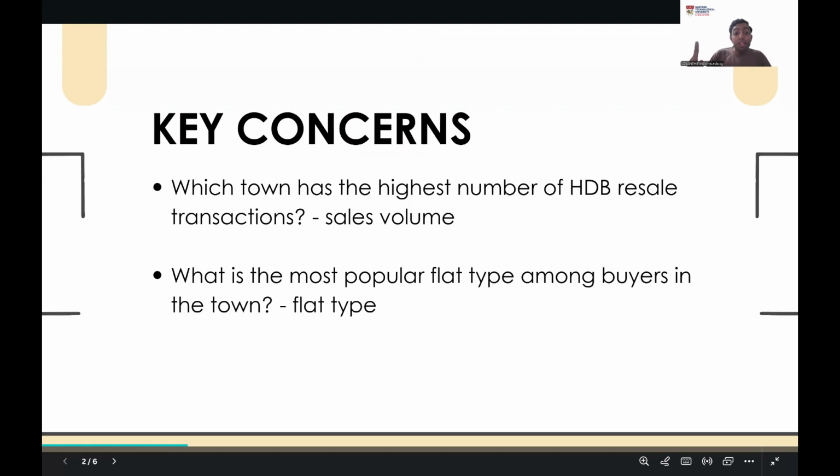The two main concerns about this scenario are, first, which town has the highest sales volume in terms of the HDB resales transactions, and secondly, the most popular flat type among buyers in the town.